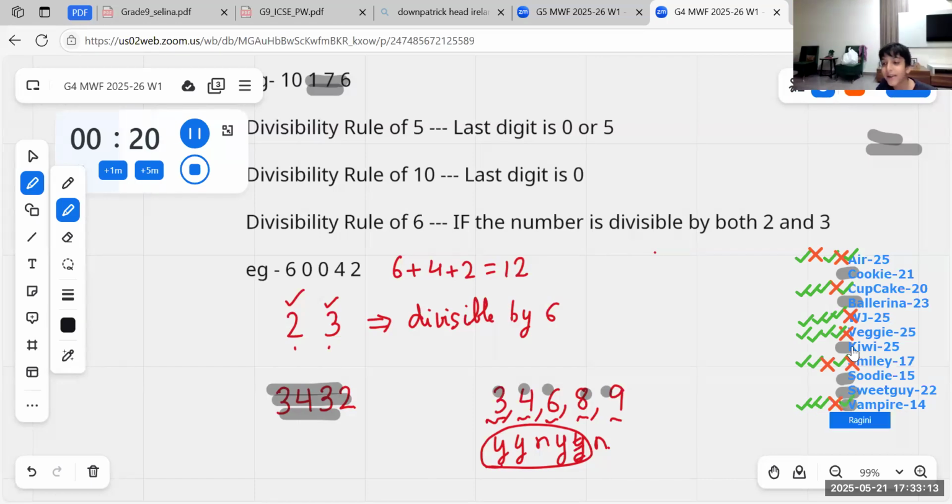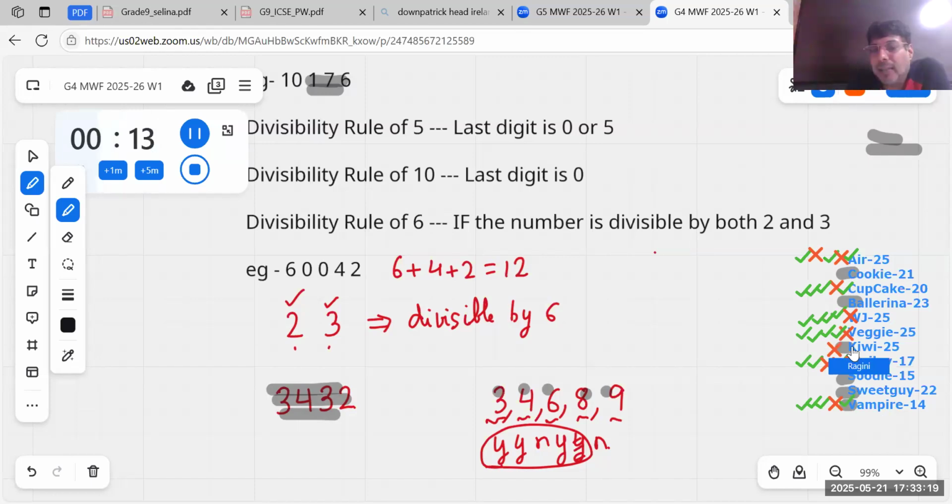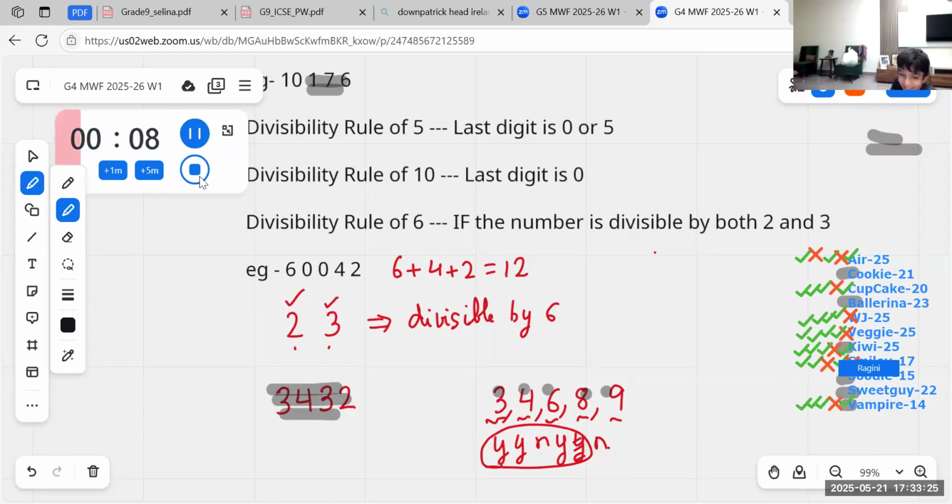Sir, what was the divisibility rule of 8? Last three digits should be divisible by 8. Sir, can you add one more?